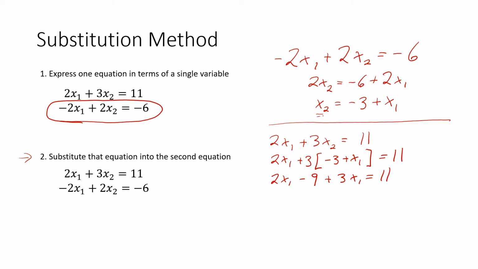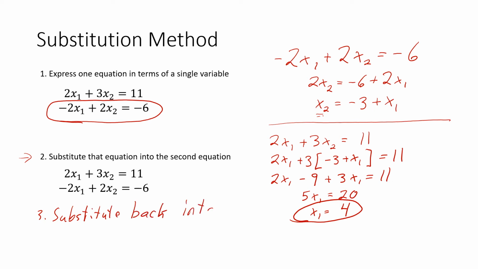And now I can take this and simplify it, gather the like terms together. So take the x1s together. I get 5x1 equals, take the 9 over to the other side, the minus 9. So that equals 20. I have x1 equals 4. I've solved for my first one. And now I missed the third step, which is to substitute back into the first equation.